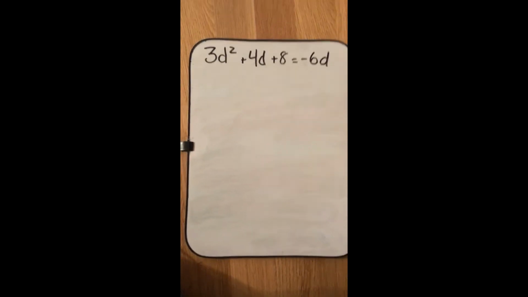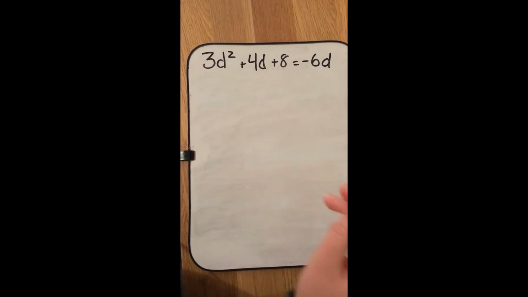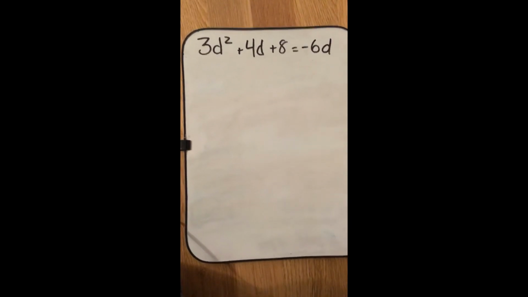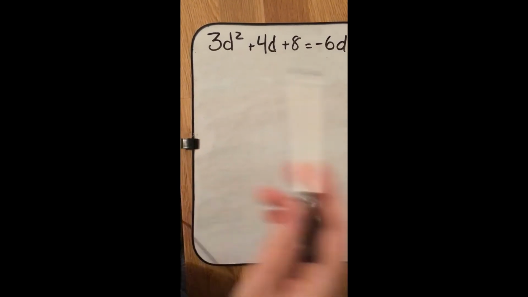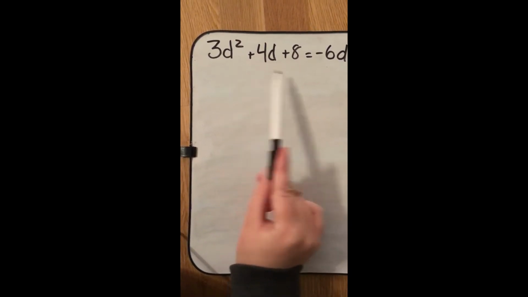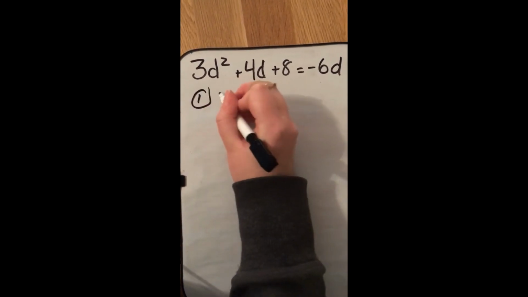All right, so let's look at another problem. 3d squared plus 4d plus 8 equals negative 60. It's the same exact thing when it's x's, d's, f's. Doesn't matter. It's all the same thing. So the first thing you have to do is put it in standard form.